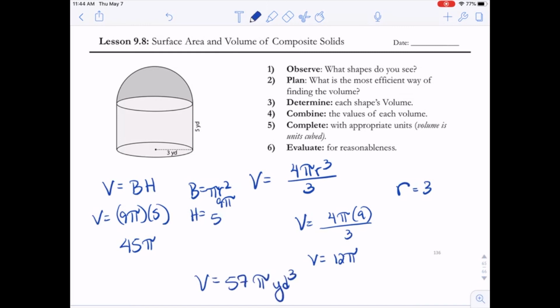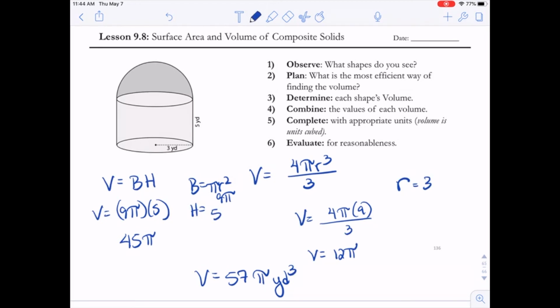So the volume of this combined shape is 57 pi yards cubed. Thanks so much for watching, and congrats on finishing Chapter 9.